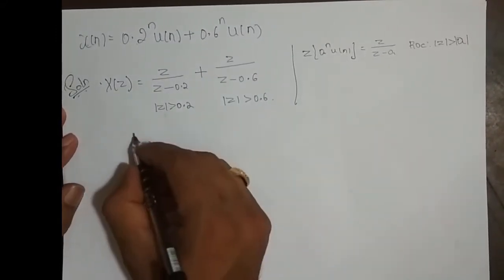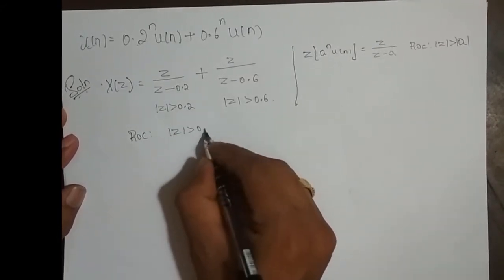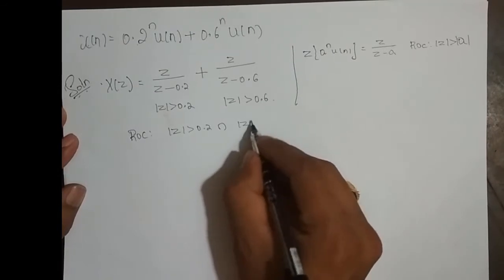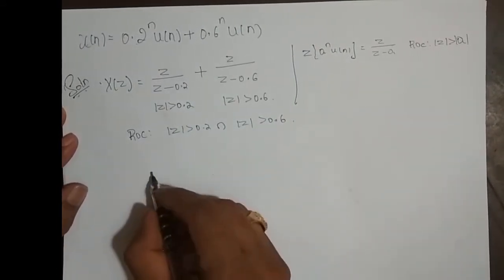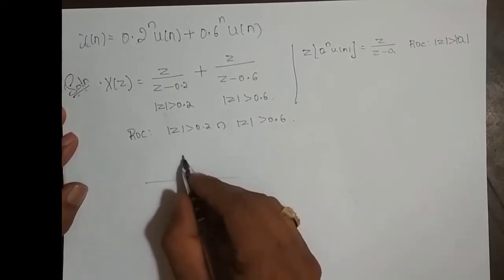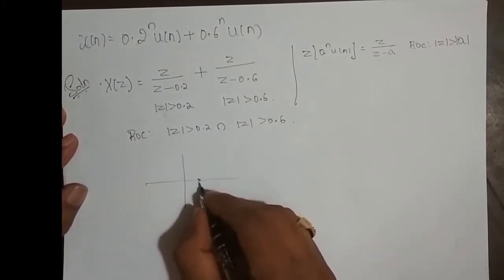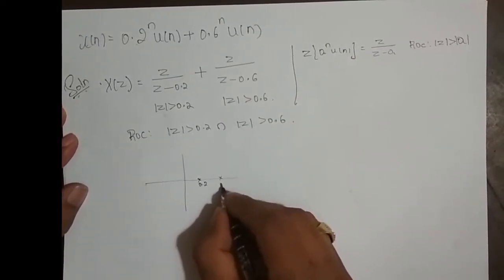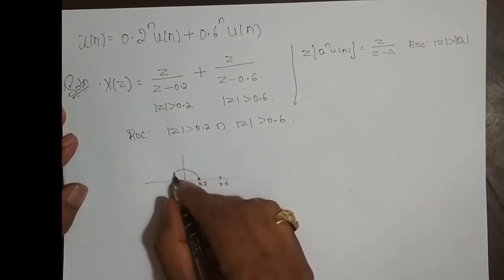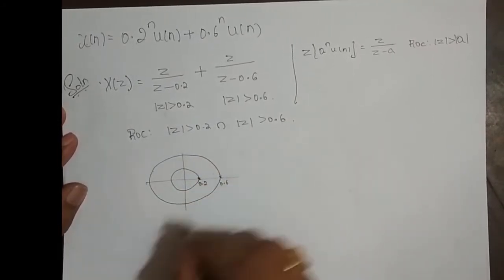Okay, so therefore what is the combined ROC? Combined ROC is magnitude of z greater than 0.2 intersection with magnitude of z greater than 0.6. So how do these two intersect, I mean, how does it look? First we have two circles: one with pole at 0.2, the other with pole at 0.6. So the radius is 0.2 here, and here the circle radius is 0.6.